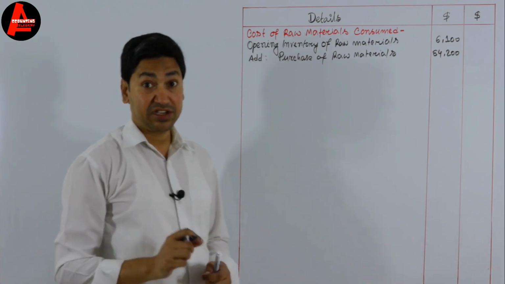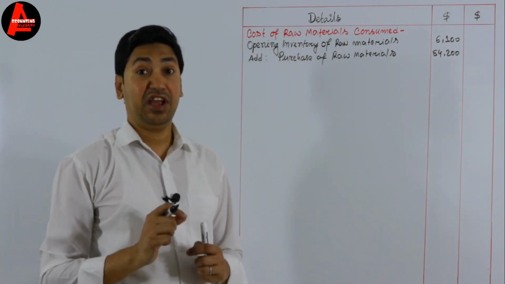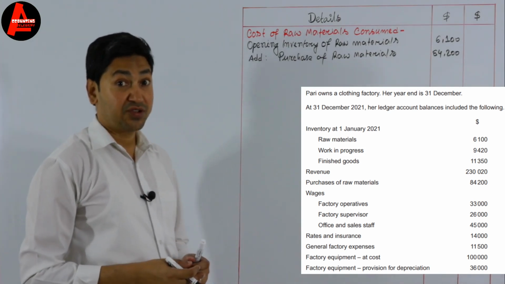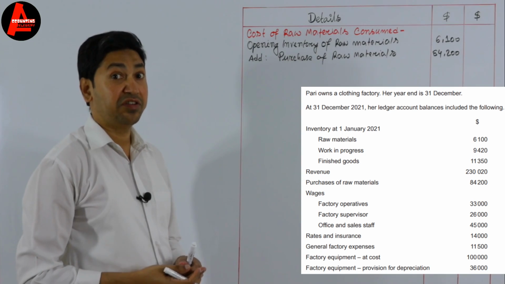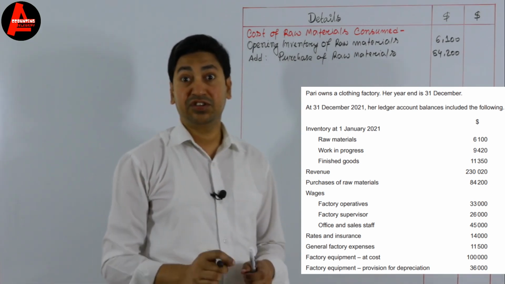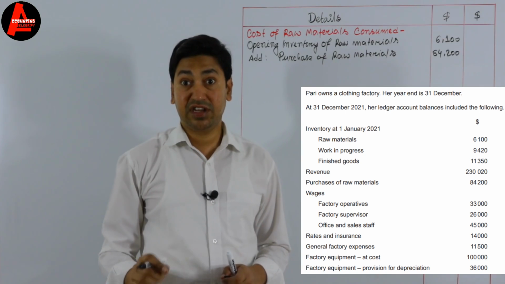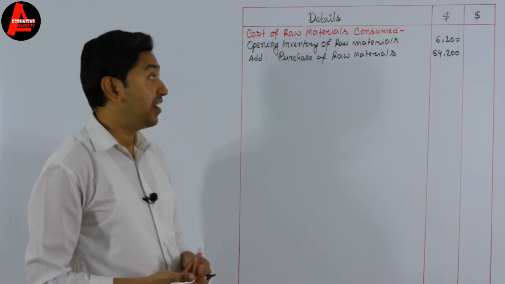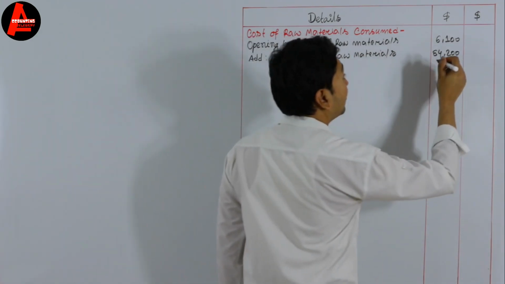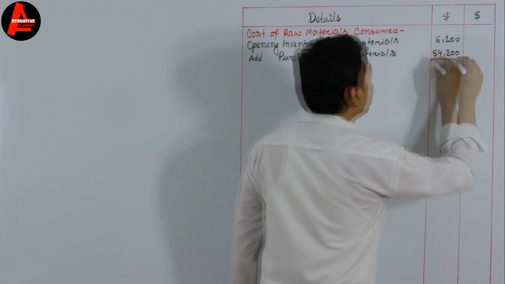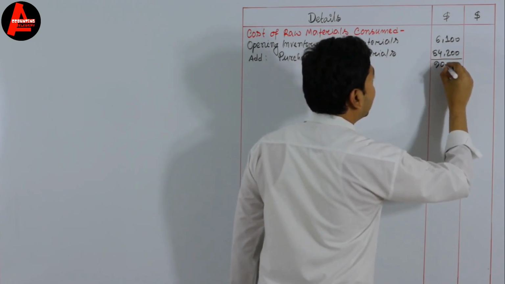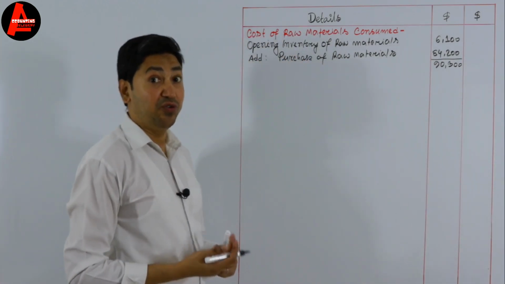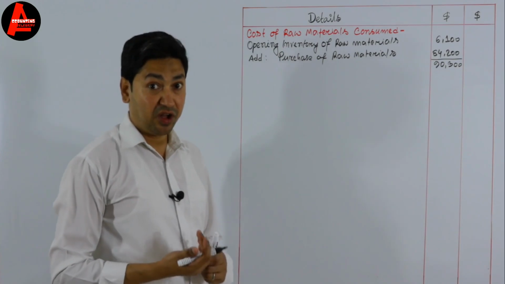Then we need to add carriage inward of raw materials. In this question there is no carriage inwards, so we don't have to write it. Then what is next? We need to subtract purchase returns of raw materials. Same thing, purchase return is not there in the question, so we don't have to write. Now we need to add these 2 values. So let us sum up. We get here $90,300, right?